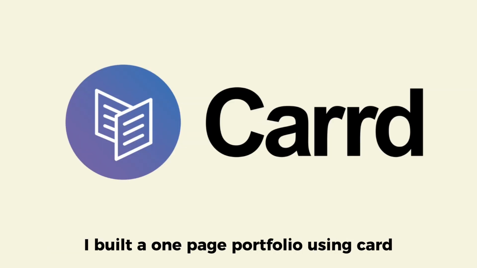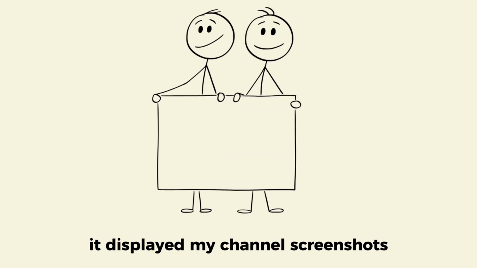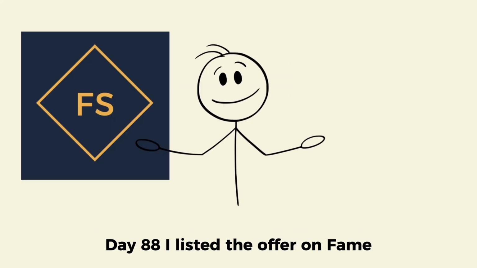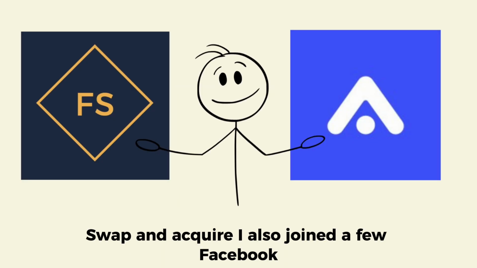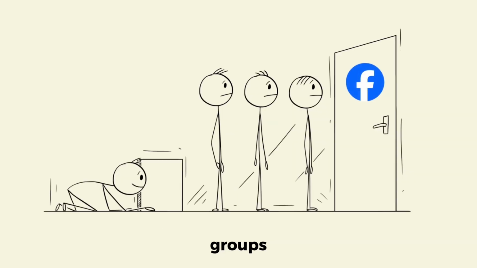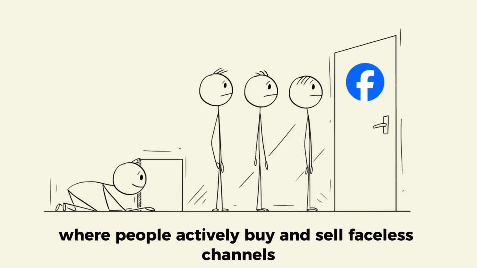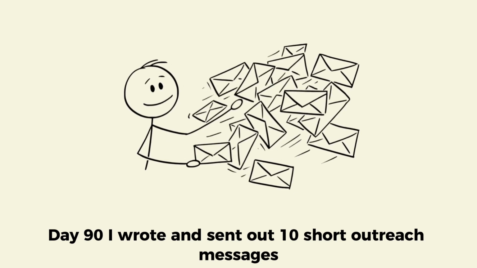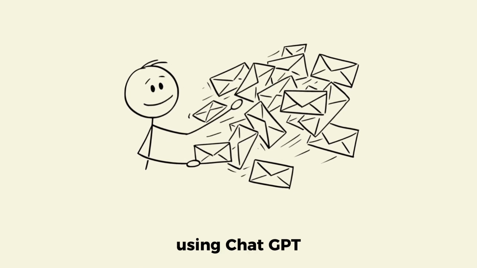Day 86. I built a 1-page portfolio using Card. It displayed my channel screenshots, workflow overview, and a button to buy or collaborate. Day 88. I listed the offer on FameSwap and Acquire. I also joined a few Facebook groups where people actively buy and sell faceless channels. Day 90. I wrote and sent out 10 short outreach messages using ChatGPT.